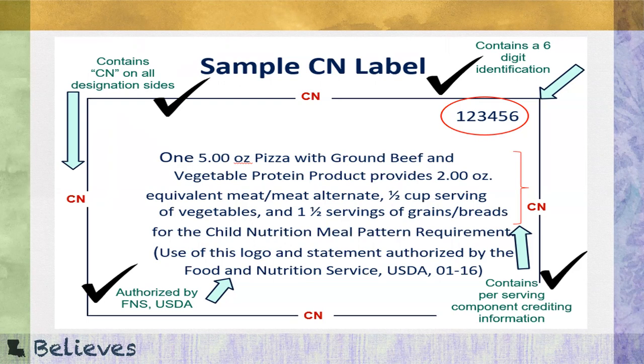Area in parentheses at the end of the text portion that states use of this logo and statement is authorized by the Food and Nutrition Service USDA 01-50. This is the phrase contained at the end of an official CN label. Please note that the numeric information at the end provides the customer with information on when this label was issued. In the case of this example, the label was issued in January of 2015.